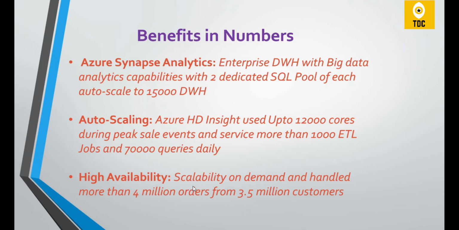Scalability on demand, and being able to handle more than 4 million orders from say 3.5 million customers. So that's how you scale at peak, right? So this is a peak time or the peak day. The stats have been captured, and it can scale to that level and can come back. All the infrastructure can come back down when it is not needed. That's how it saves the cost and saves the infrastructure usability, right?